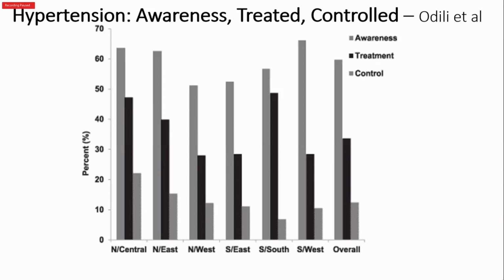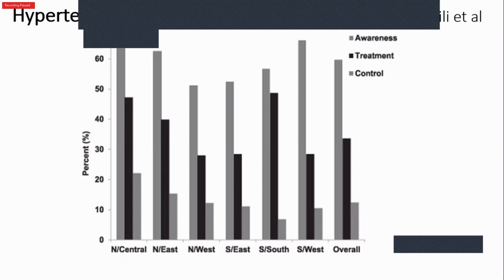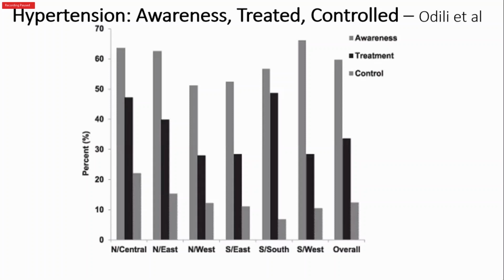How about awareness? And then those who are treated and controlled. Again, Odili et al. showed the various amount of people that are aware of the condition. You can see about 60% are aware, those who are treated less than 50%, and those that are controlled less than 30% in most of the regions across the country. So he has looked at all the different geopolitical zones. So this shows you where we are. So it is similar to what we find in the rule of halves in diabetes, where you find that the more you look, the less you see.